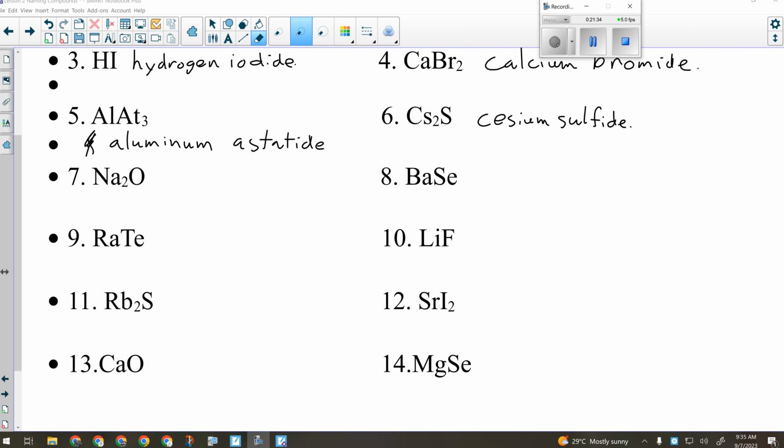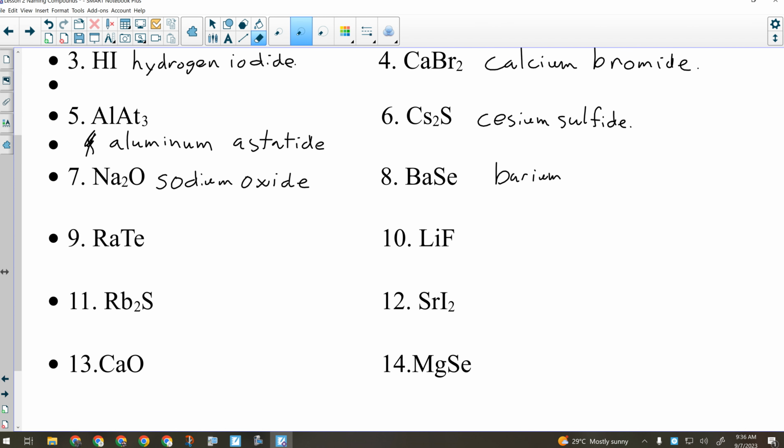All right, we'll quickly go through the rest here, guys. So number 7 would be sodium oxide. All right, no prefixes. Number 8, Ba is barium, Se is selenium. This can be barium selenamide or barium selenide. I write selenide because it's shorter and I don't have to write as much. So selenide is fine, selenamide is also fine. Okay. Number 9, Ra is radium. And then it's telluride.